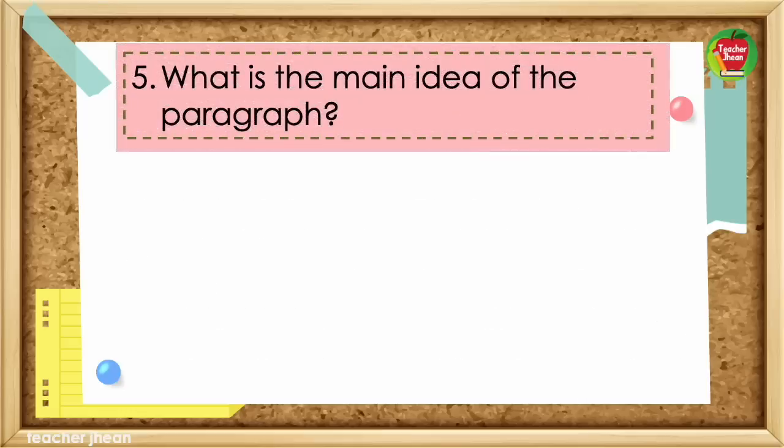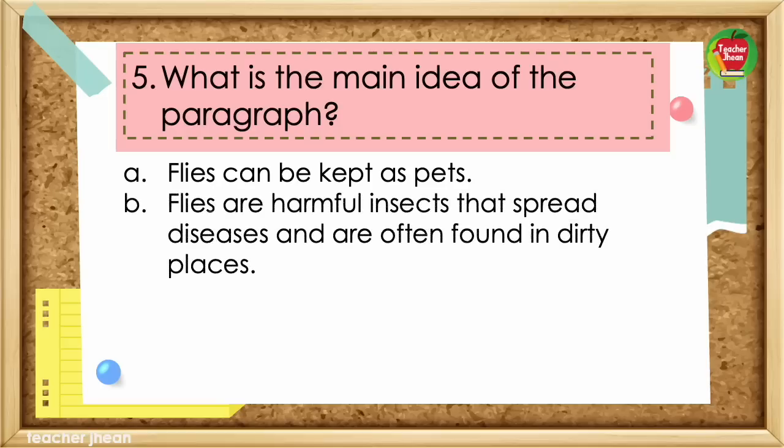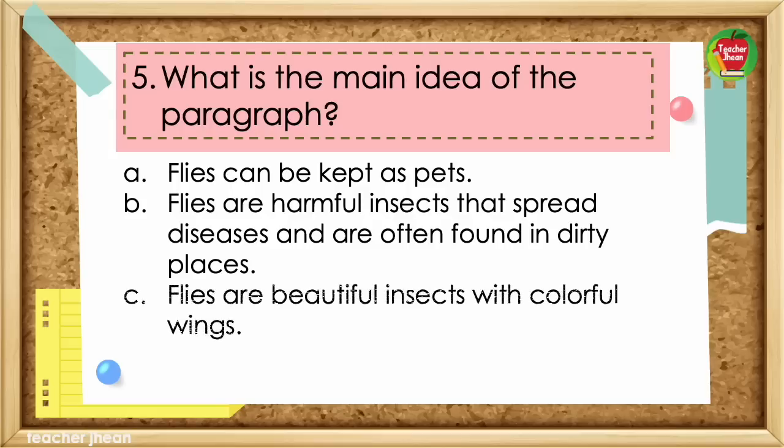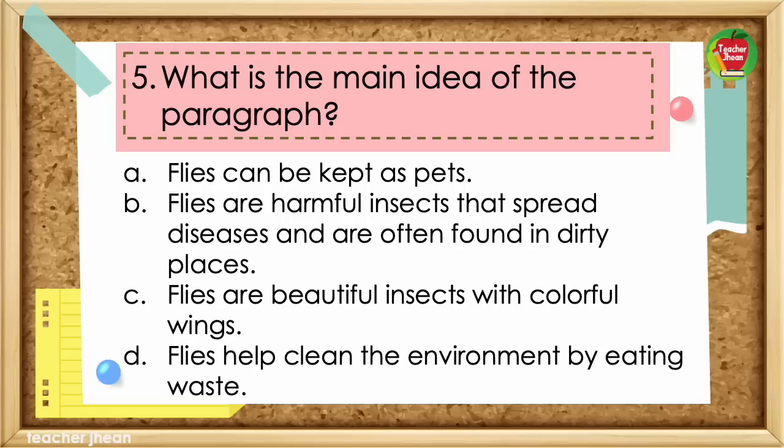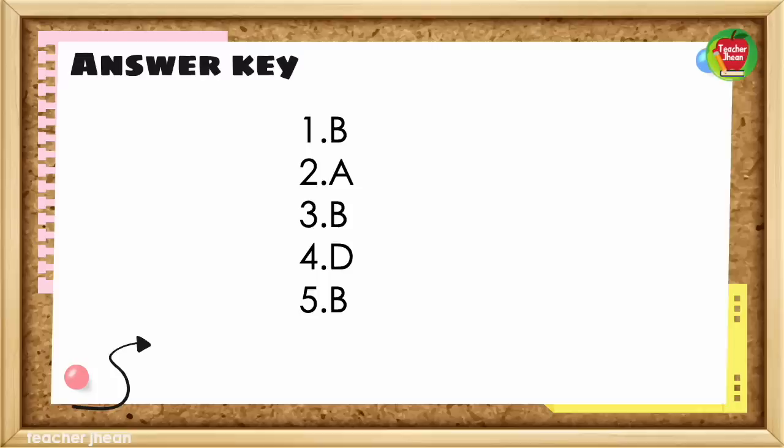Number 5. What is the main idea of the paragraph? A. Flies can be kept as pets. B. Flies are harmful insects that spread diseases and are often found in dirty places. C. Flies are beautiful insects with colorful wings. Or D. Flies help clean the environment by eating waste. Here are the answers.